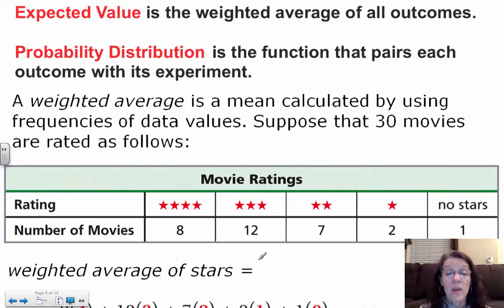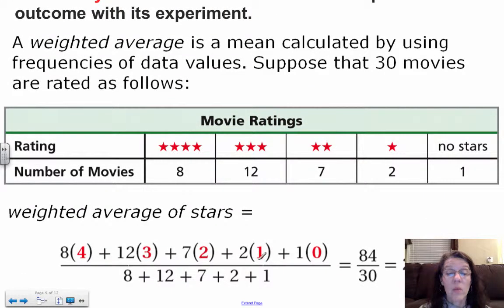Well then, if we look at this, what we get here is a weighted average. We take 8 movies at 4 stars, so we take 8 times 4. We had 12 that got a rating of 3, so we take 12 times 3. We have 7 that got a rating of 2, so we take 7 times 2. We had 2 that got a rating of 1, so we take 2 times 1. And we had 1 that got a rating of 0 stars, so we take 1 times 0.